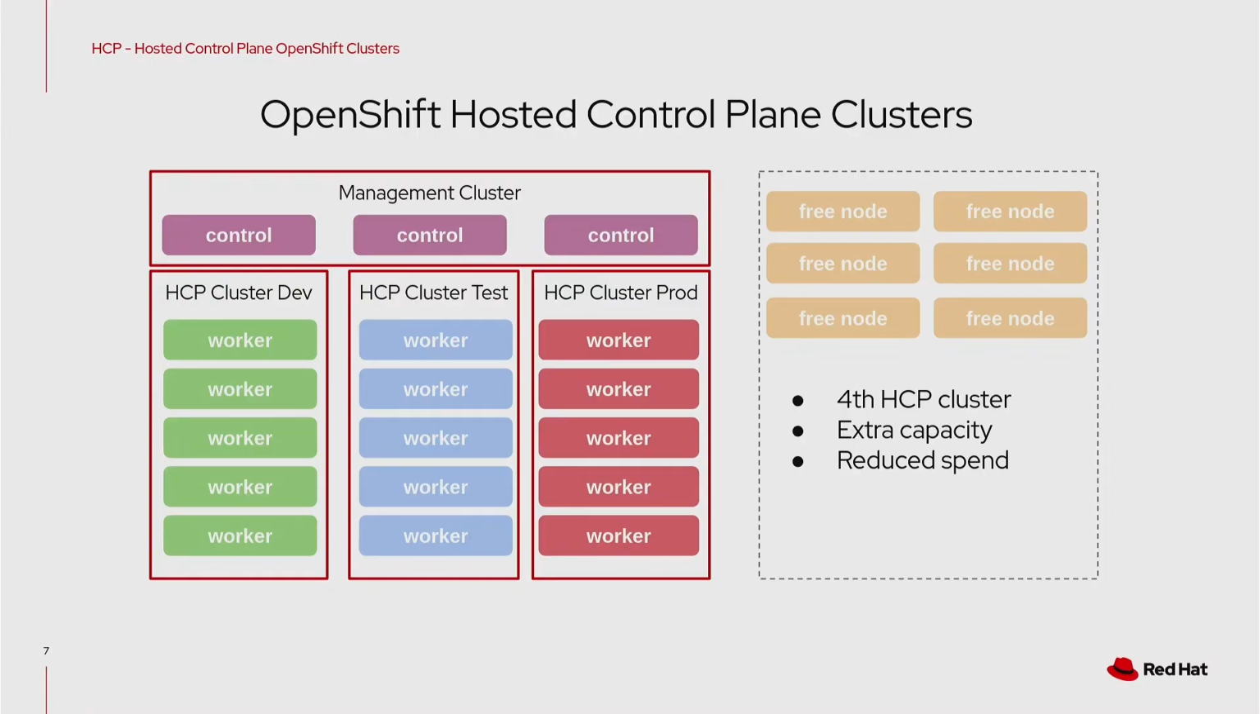Maybe you want to have dev, test, pre-prod, and prod. You could also just have extra capacity. You could take those nodes and add them to those other hosted control plane clusters. Or you could reduce that spend and not actually buy those 6 nodes. And again, this is a simplified version to show the concept here. Depending upon your environment, things could be a little bit different. But the idea here is you would save on hardware costs or even instance costs if you were doing this in AWS.